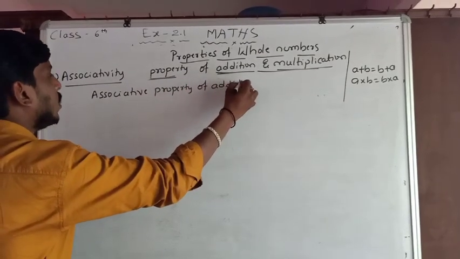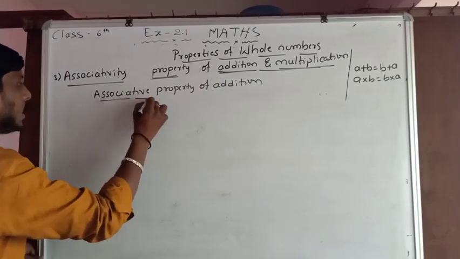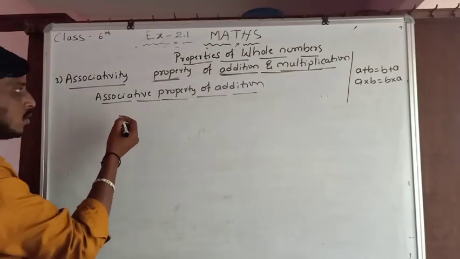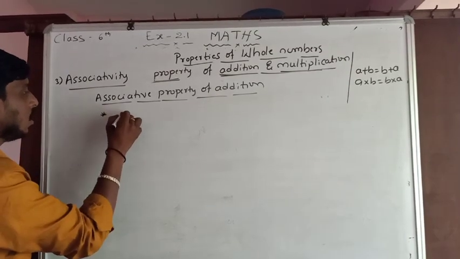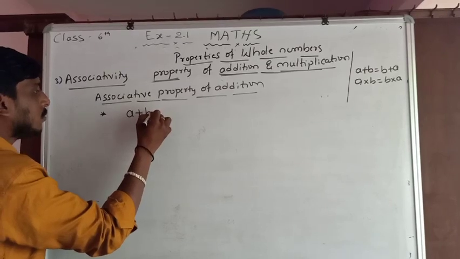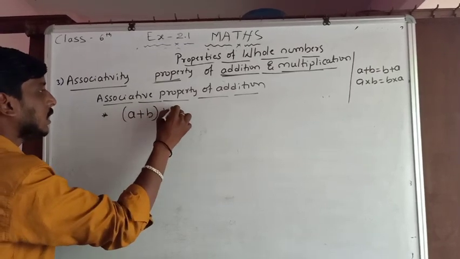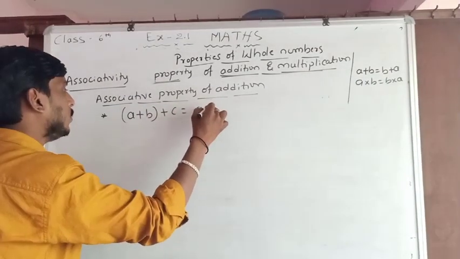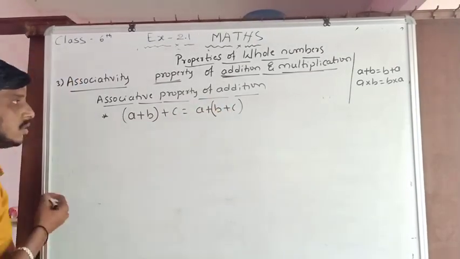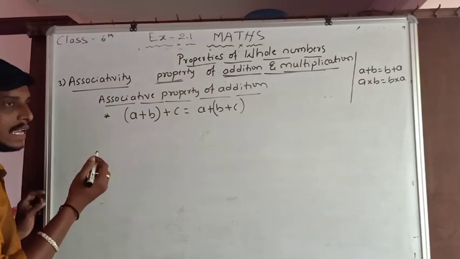In the previous commutative property we took only two numbers. For this one we take three numbers. Before going to that, first I will write the formula. What is the formula? (a + b) + c = a + (b + c). Here you can take any three whole numbers.